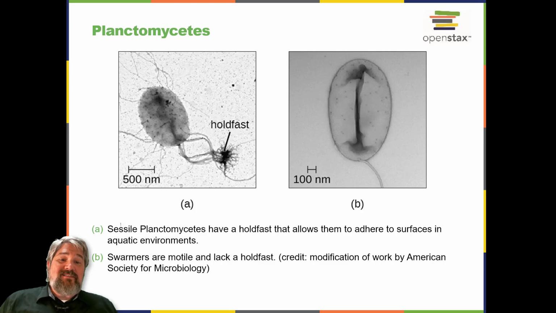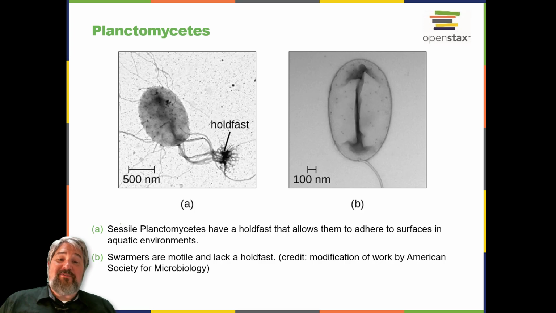Planctomycetes. The Planctomycetes are found in aquatic environments, including freshwater, saltwater, and brackish water. Planctomycetes are unusual in that they reproduce by budding, meaning that instead of one maternal cell splitting into two equal daughter cells, as in the process of binary fission, the mother cell forms a bud that detaches from the mother cell and lives as an independent cell. These so-called swarmer cells are motile and not attached to a surface.